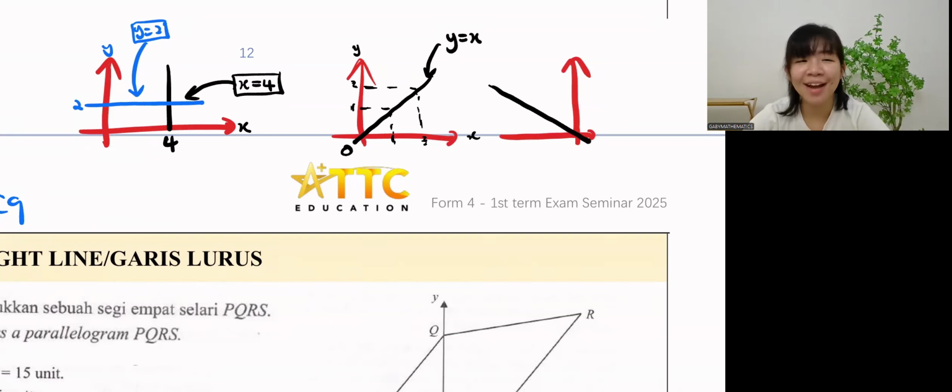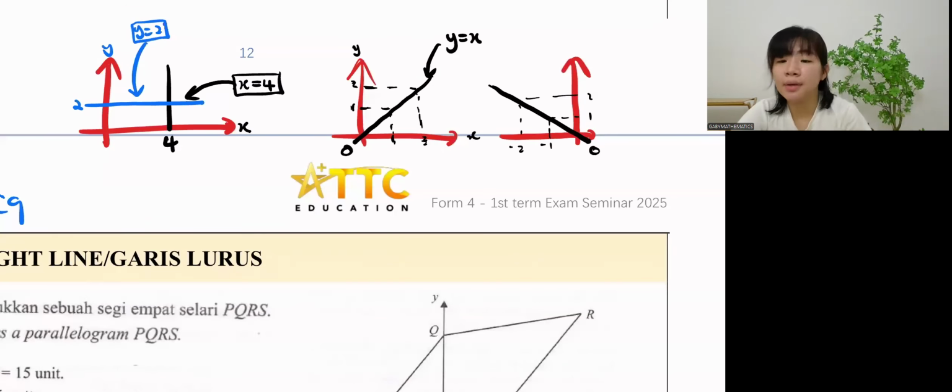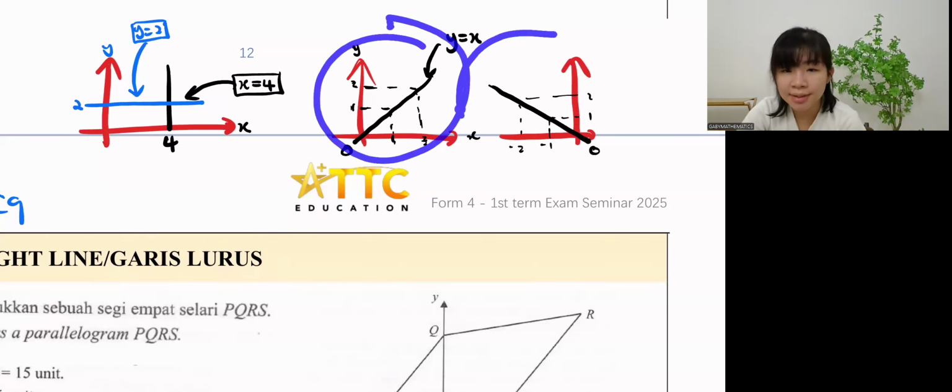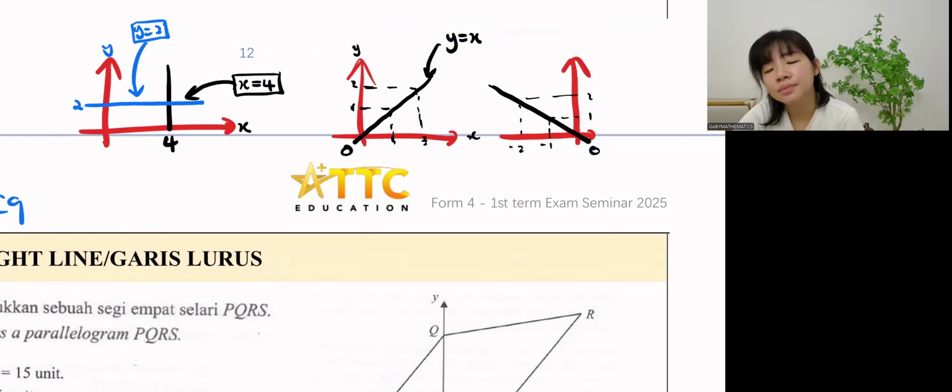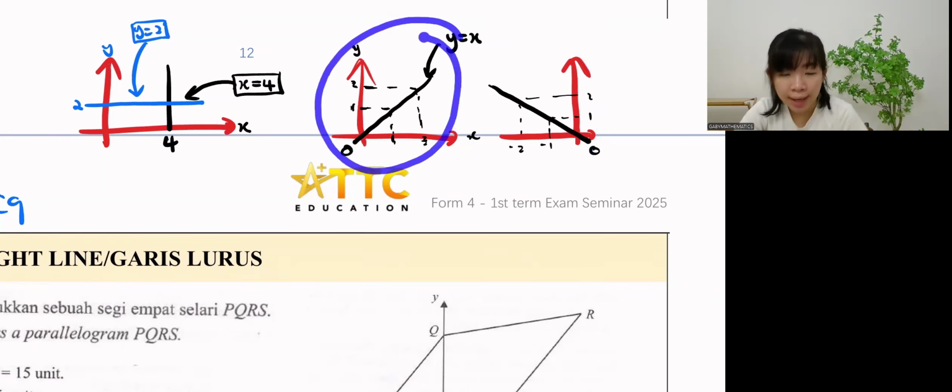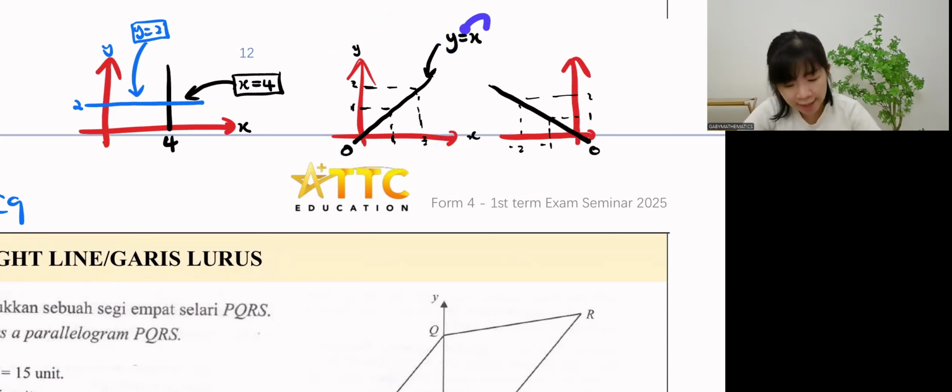Do you agree? y equals x and x equals y are different. This is x. When x is -1, y is 1. When x is -2, y is 2. Zachary, your answer is the first one, is it? Now I'm asking the second one already. So the first one is y equals x. The line goes up, x is positive, gradient positive one.